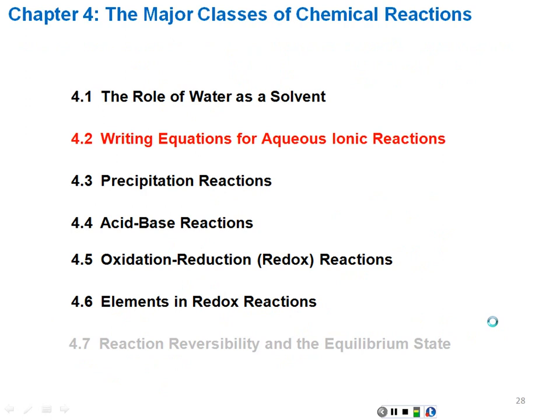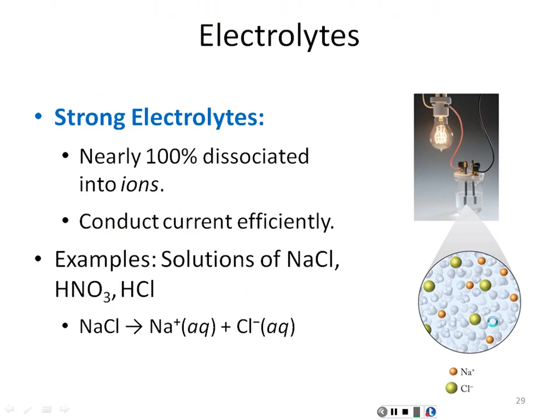Moving on to section 4.2, writing equations for aqueous ionic reactions. The term electrolyte means a substance that dissolves in water and dissociates into ions. And those ions can then carry a charge. That's shown here. In a solution of sodium chloride, it dissolves in water, it dissociates, and these ions can carry an electrical current. So that's shown here by the light bulb lighting up.